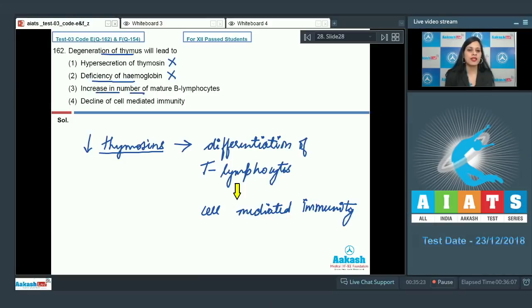Next option is increase in number of mature B lymphocytes, and this is also an incorrect option because thymosin is involved in the differentiation or maturation of T lymphocytes and not B lymphocytes. And the last option given, decline of cell-mediated immunity, is the correct answer to our question. So the correct answer is option number 4. Let's discuss our next question.